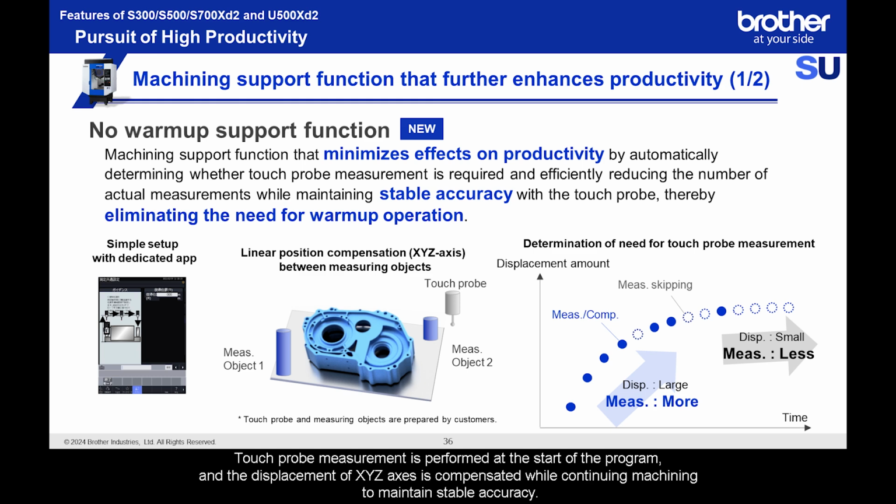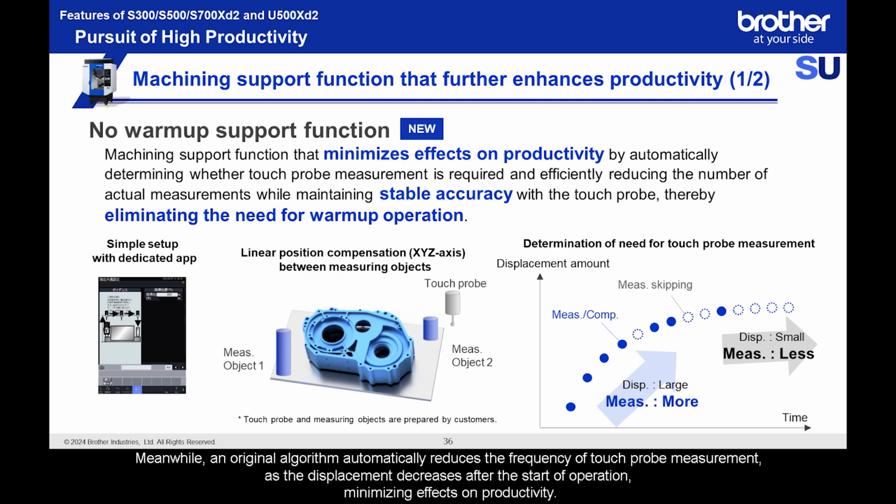Touch probe measurement is performed at the start of the program, and the displacement of XYZ axis is compensated while continuing machining to maintain stable accuracy. Meanwhile, an original algorithm automatically reduces the frequency of touch probe measurement, as the displacement decreases after the start of operation, minimizing effects on productivity.